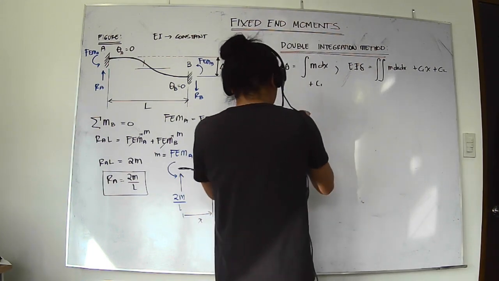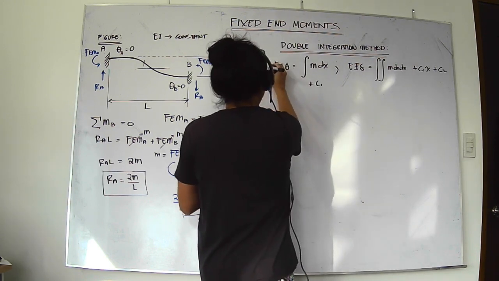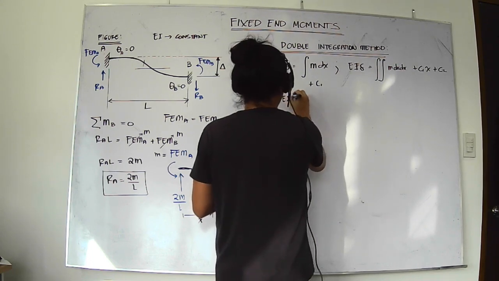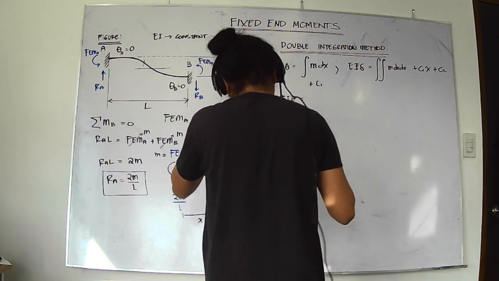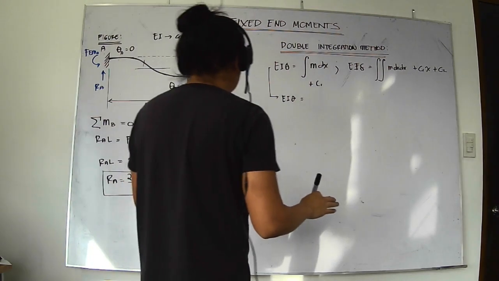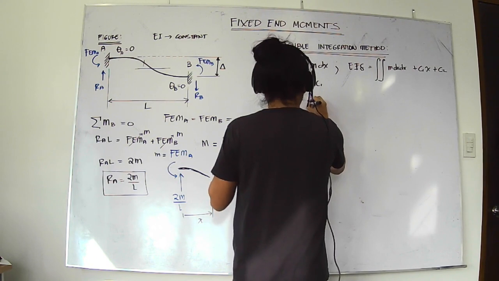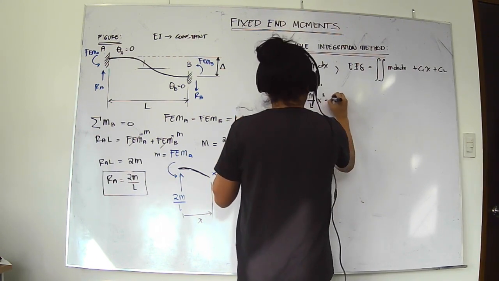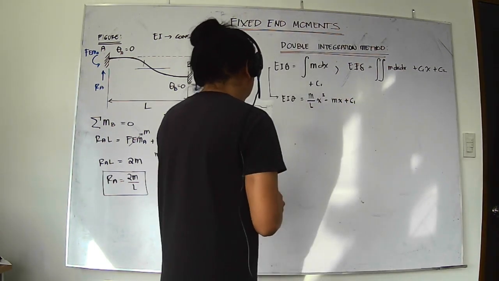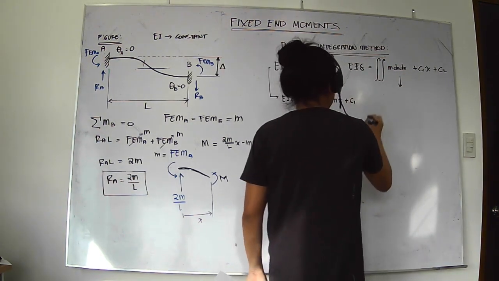So, I noticed here we already have M, right? In that case, we can proceed with the double integration. If this is our equation, then our equation for slope should be the integral of M, which is just equal to m over L x squared minus mx plus c1. So something like this. Then I integrate again and I will have the equation for deflection.